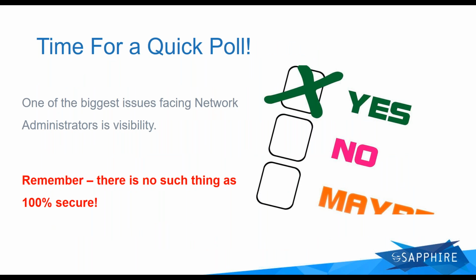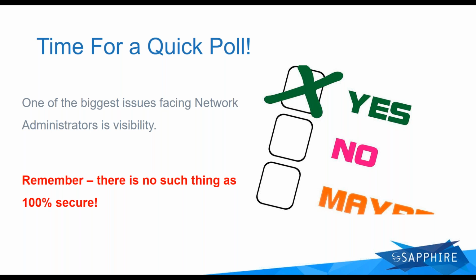Now what I'd like to do is just have a little bit of audience participation, just to get a little bit of feedback, as one of the biggest issues facing network administrators, as we've said, is visibility. Remember, there's no such thing as 100% secure. We'll never ever secure absolutely everything. That's something that everybody needs to understand. So coming up shortly will be a number of questions. If all of the attendees could answer the following 3 questions, there's an option for yes, no, or unsure. Unsure basically means you don't know an explicit yes or no.